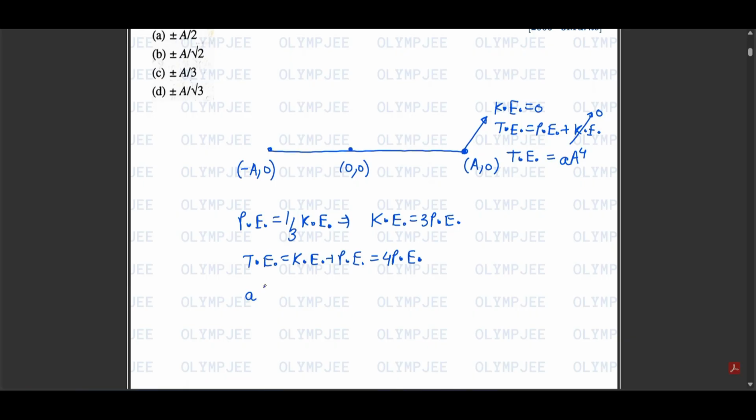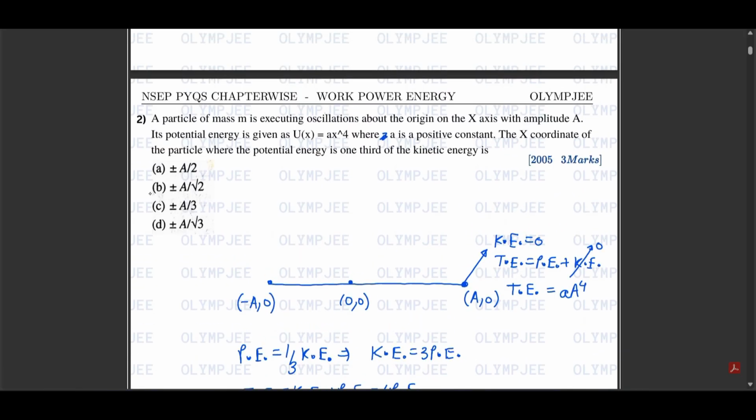So A multiplied by capital A raised to the power 4 is equal to 4 times small a x raised to power 4. We need to find the x, right? Where this x is the position where potential energy is 1/3 of kinetic energy. So A and A get cancelled. So we'll finally have A raised to the power 4 by 4 is equal to x raised to the power 4. So x will be A by root 2 plus minus, right? So this was a decent question, and the answer is option B.